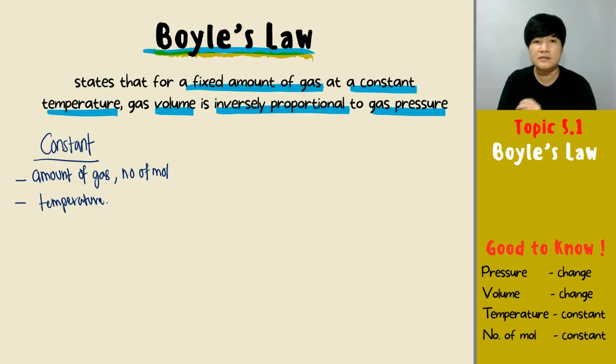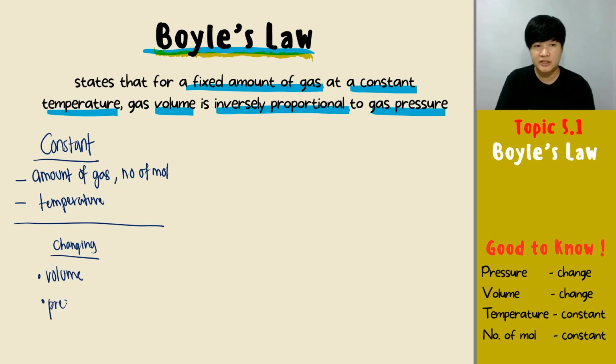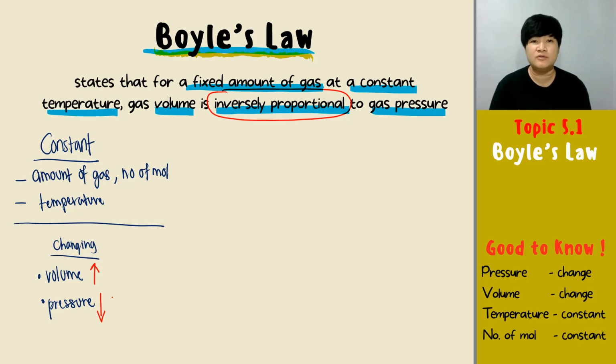If the number of mole and the temperature remain constant, what is changing? The things that will be changing in your Boyle's law are definitely the volume and the pressure. They are changing in a relationship of inversely proportional. In other words, when the volume increases, the pressure will decrease. And that is what Boyle's law said. You have two things that remain constant, the number of mole and the temperature, and two things that will be changing, which are your volume and pressure, inversely proportional.